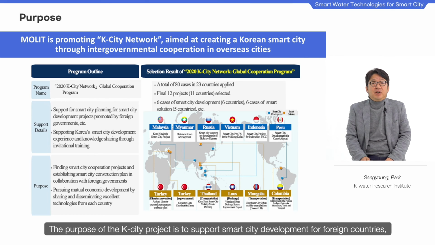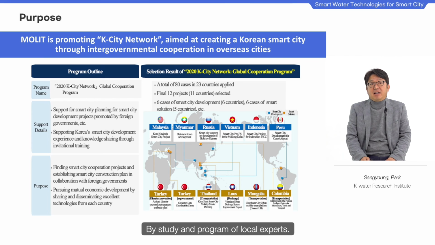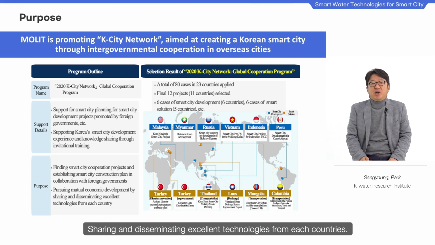The purpose of the KCN project is to support smart city development of proponent countries by feasibility study and a capacity building program for local experts. And this project pursues mutual economic development by sharing and disseminating excellent technology from each country.